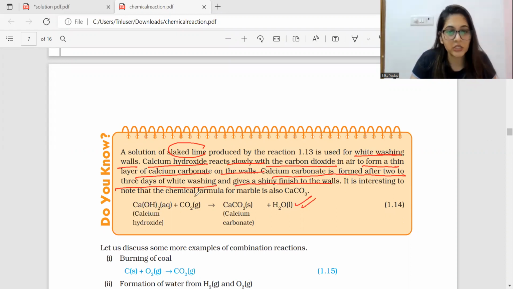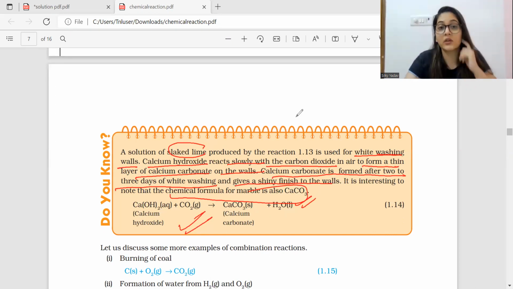to the walls. It is interesting to know that the chemical formula of marble is also CaCO3, and this is the reaction which is taking place there. Okay, and some heat is also released during this reaction.